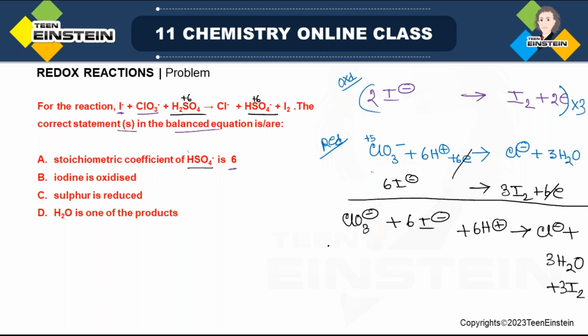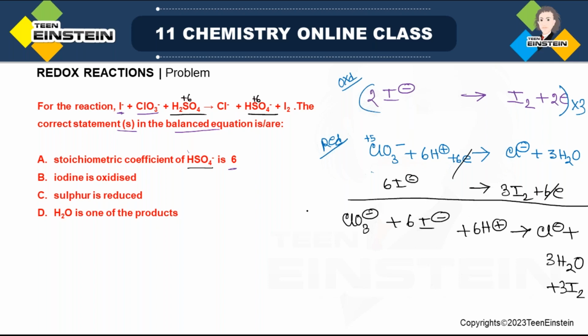Otherwise H2SO4, if you remove one H plus, you will get HSO4 minus. So there is basically no change in oxidation state of hydrogen, of sulfur or oxygen. It is just written because the reaction is occurring in acidic medium.